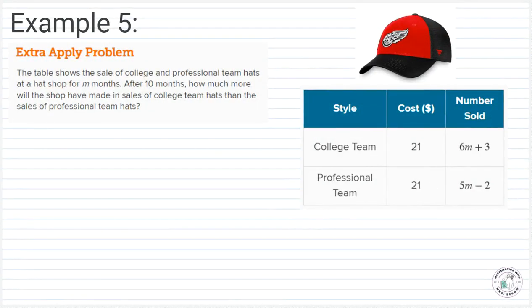All right, so one last story problem, and then that's going to be it for this video. So this one says the table shows the sale of college and professional team hats at a shop for M months. After 10 months, how much more will the shop have made in sales of college team hats than the sales of professional team hats?